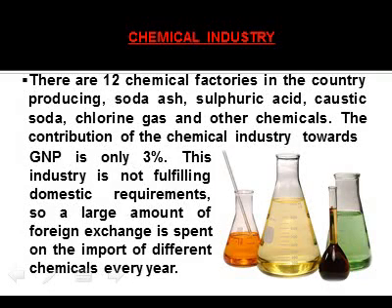Next comes the chemical industry of Pakistan. There are 12 chemical factories in Pakistan producing different chemicals such as soda, sulfuric acid, etc. The contribution of chemical industry towards GNP is only 3%. That's why the industry is not fulfilling the domestic requirement.